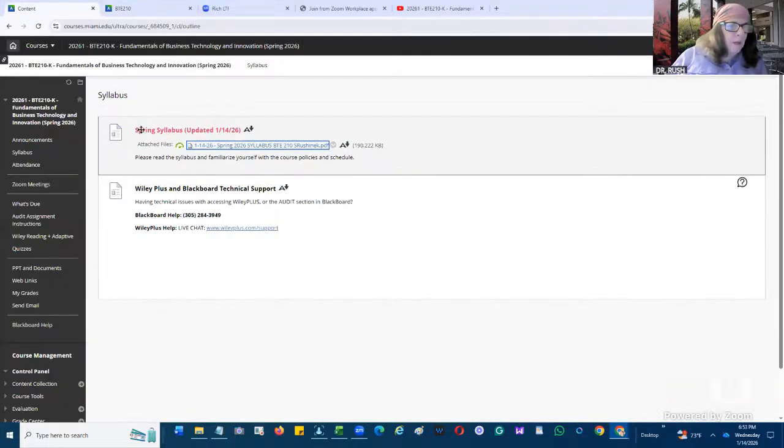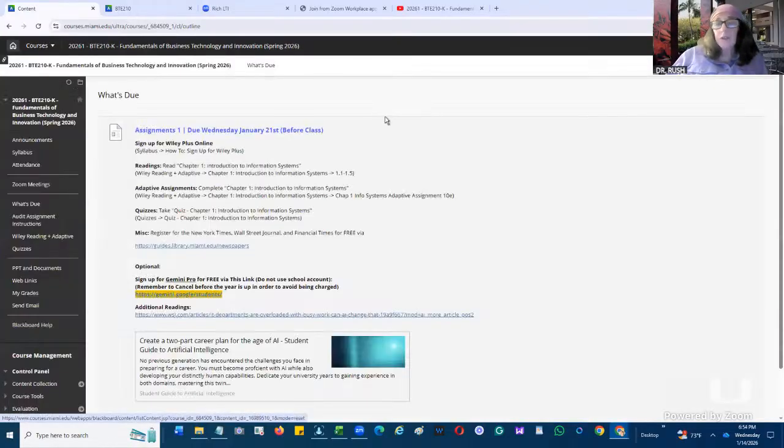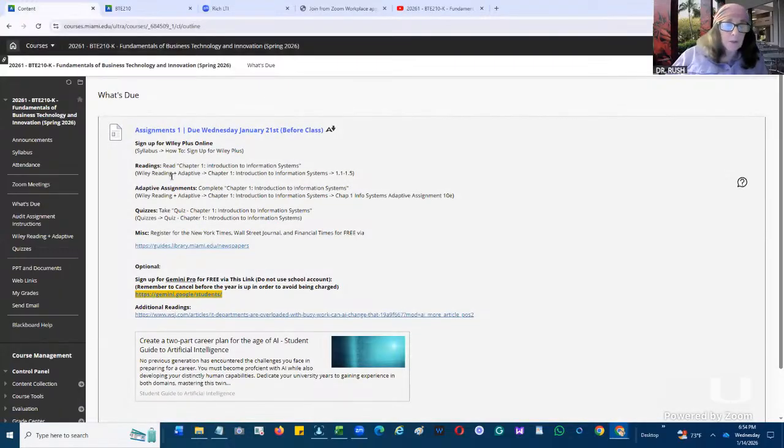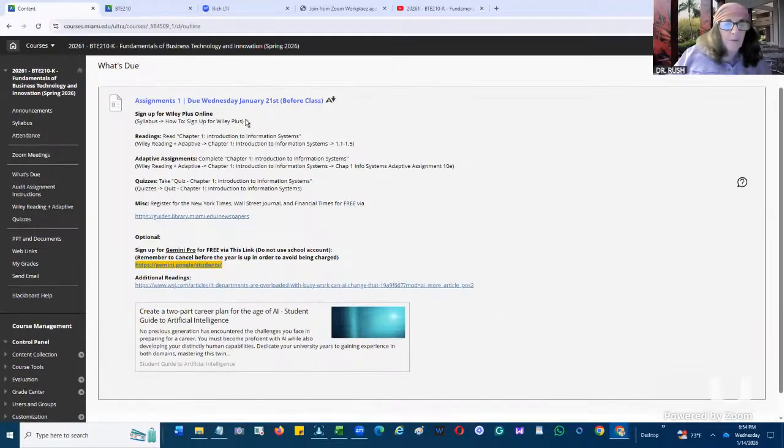And then what is key here is the what's due section. The what's due section, this is for Wednesday. We have a little bit more time for this just because Monday is a holiday for the university, for Martin Luther King. And so you need to sign up for Wiley Plus.